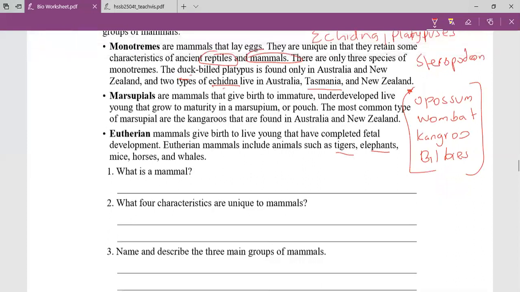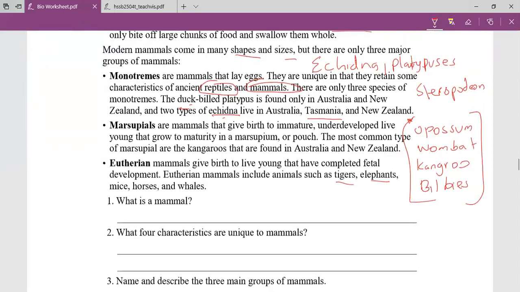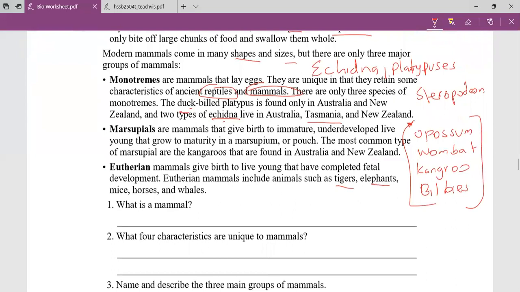Wait, it says it about reptiles and found in Australia. And 2 types of echidna. So here, echidna is not a species, it's a group. No, it's an example, echidna. Echidna is an example of monotremes. Platypus is an example. Steropodon is an example. Kangaroo, bilbies, all of them are examples of the marsupials.